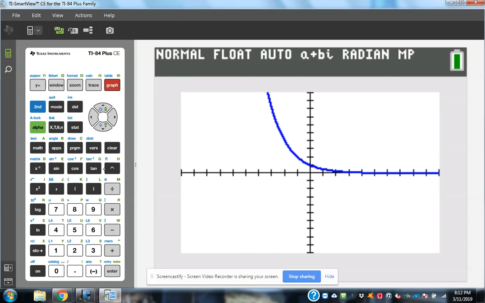What's the lowest point on the graph? 0. What's the highest point? Infinity. So it would still be from 0 to infinity. Even though it's turned around, looks like it's turned around backwards, it's still going up that way. Okay.